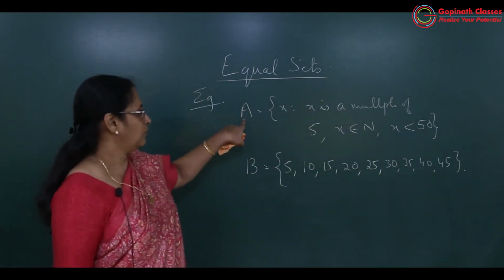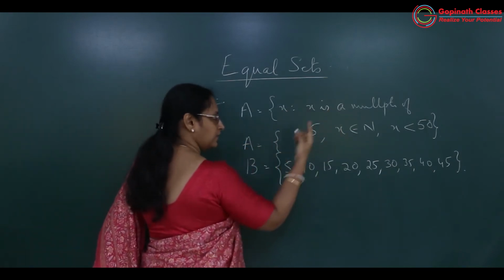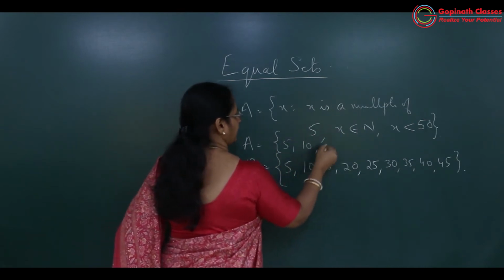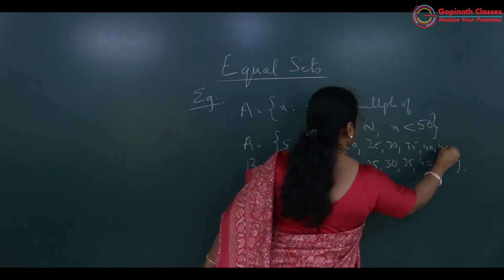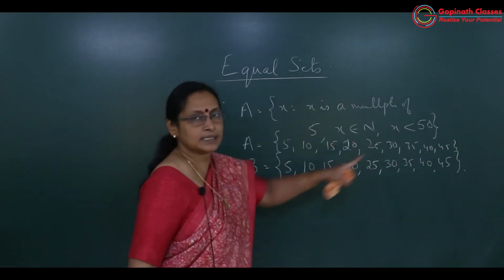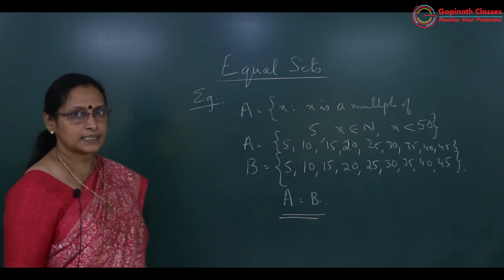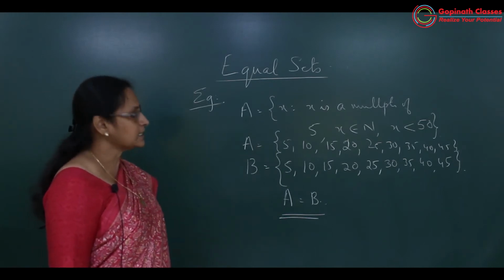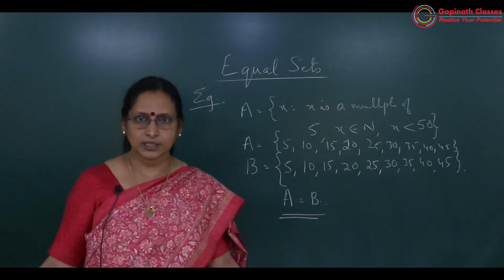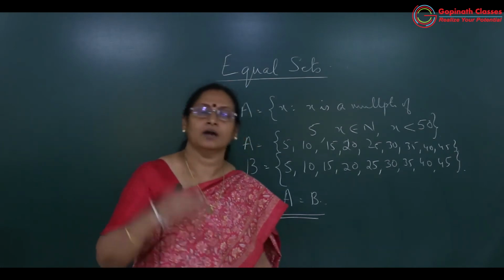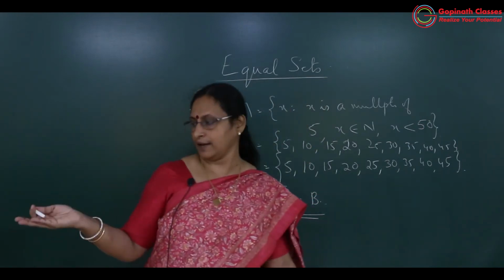Look at these two. What if I write this in list form? What will A be? A is also the same thing: x is a multiple of 5, where x is less than 50. It means it is the same: 5, 10, 15, 20, 25, 30, 35, 40 and 45. Look at these two sets. The elements are the same, so we call it A equal to B. This is known as equal sets, or else they are not equal. So equal sets are two sets which contain the same elements. This is also a simple concept. So based on the null set, finite, infinite and equal sets, we have the next exercise.